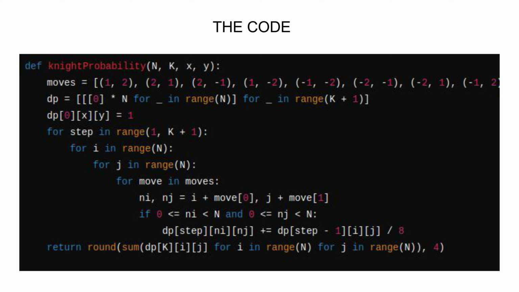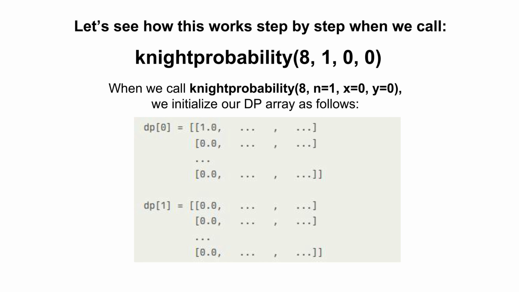After checking whether the new position is inside the boundary, we now update the probability in our 3D table. In order to update the probability of the 3D table, we do this step. We take the probability of being at i, j after step-1 moves and distribute it evenly among all possible knight moves, hence dividing by 8. This reflects that if there are multiple ways to reach a certain square, each way contributes equally to its probability.